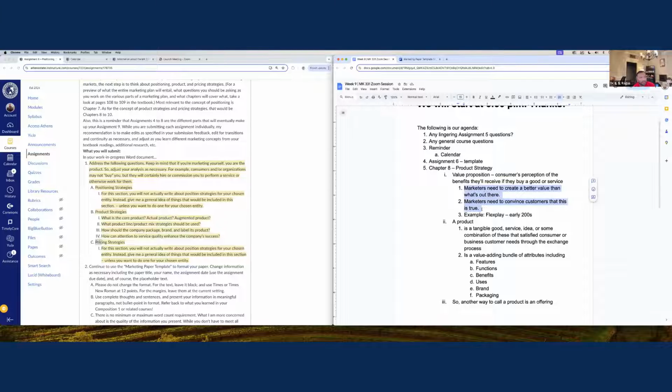So two sides to this value proposition. First one is marketers need to create a better value than what's out there. So right, that's the whole point that you're in business, is that you want to offer something that you think is better than everything else out there. And that's what you want your customers to think, because that's going to be one of the reasons why they'll buy your product. And certainly there are many things that would influence whether somebody would buy a product, but this would be a big one. Is, well, if your customer thinks it's better than alternatives, then of course they're going to consider yours first.